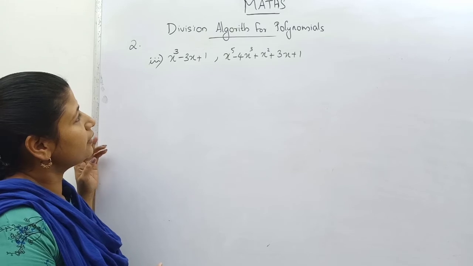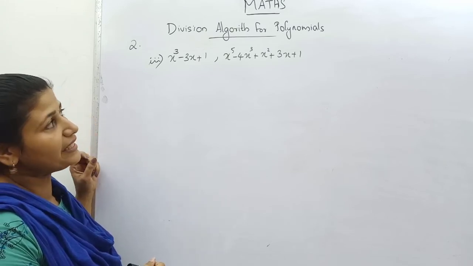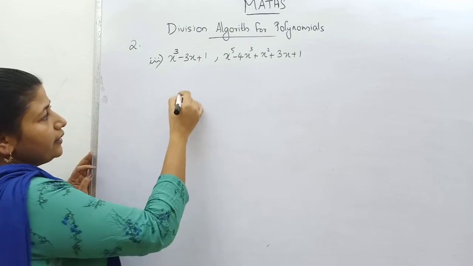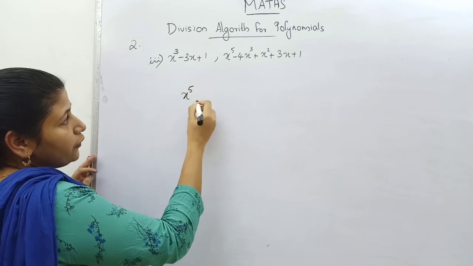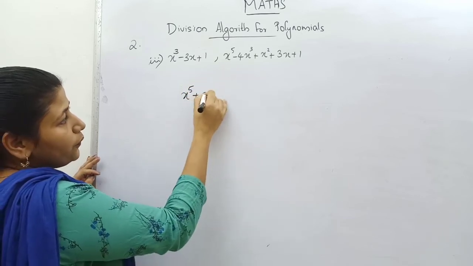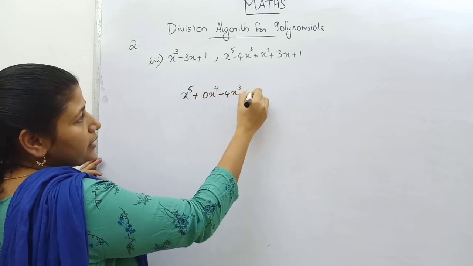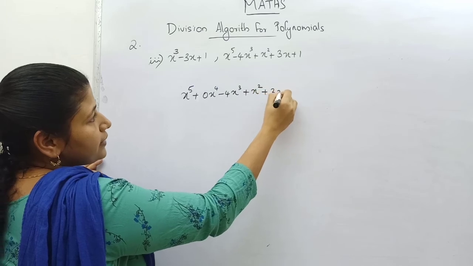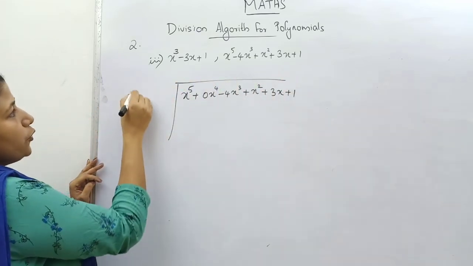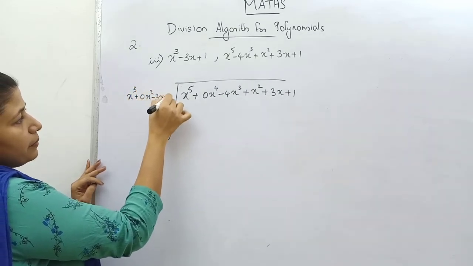Third question: x cube minus 3x plus 1 and x raised to 5 minus 4x raised to 3 plus x square plus 3x plus 1. So we can divide x raised to 5. If you find it difficult, you can substitute here 0 x raised to 4. Otherwise no problem. Minus 4x cube plus x square plus 3x plus 1, and divide it with x cube plus 0x square minus 3x plus 1.